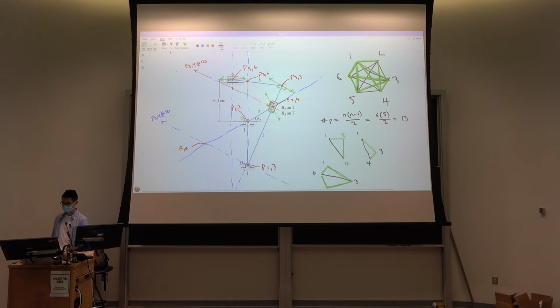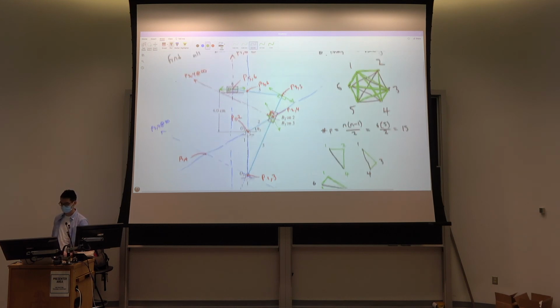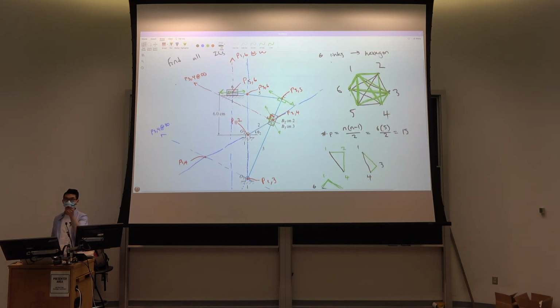Does anyone else want to volunteer a candidate that we can use Kennedy's theorem for? Yeah. Triangle 5, 4, 3 and 1, 5, 4. Okay, so we're looking for P45 in that case, right?